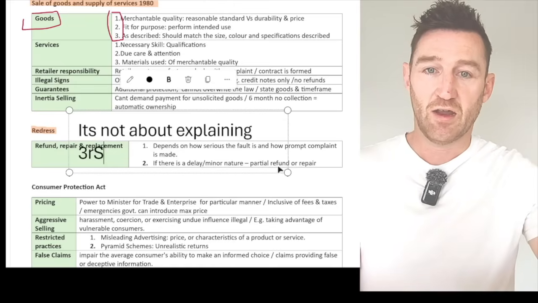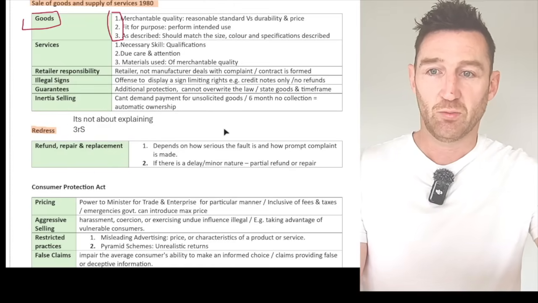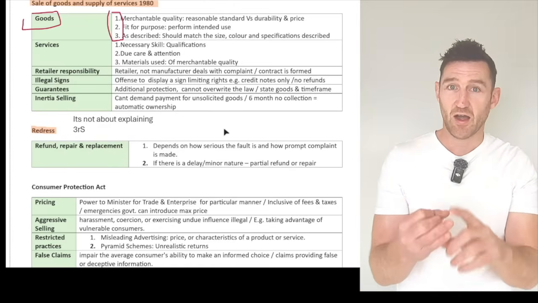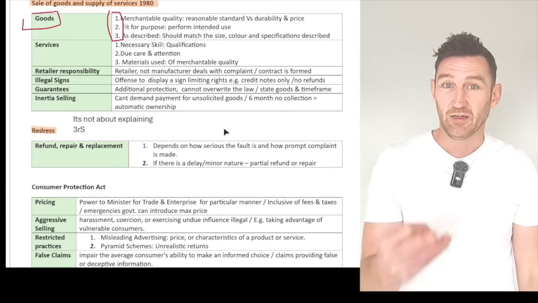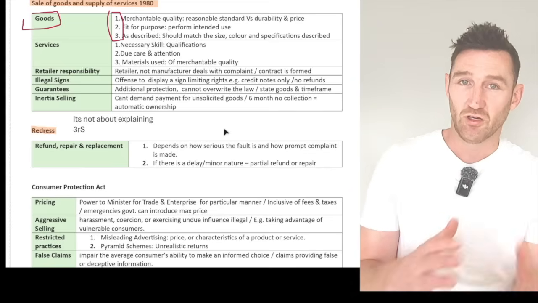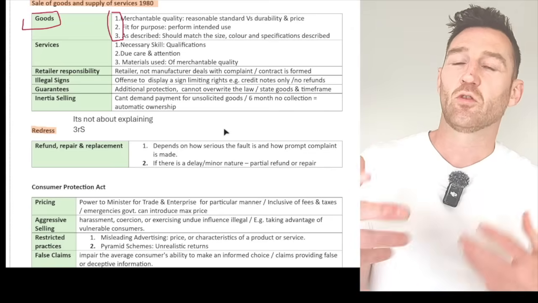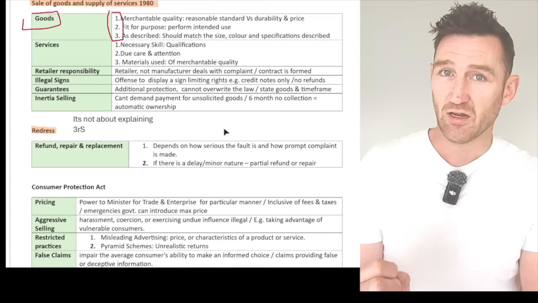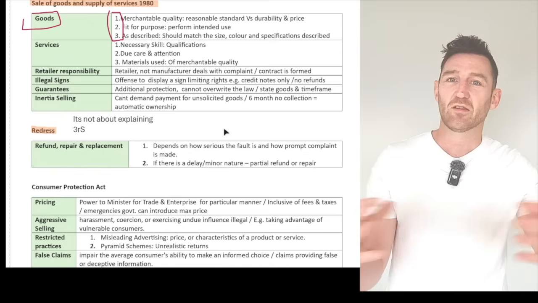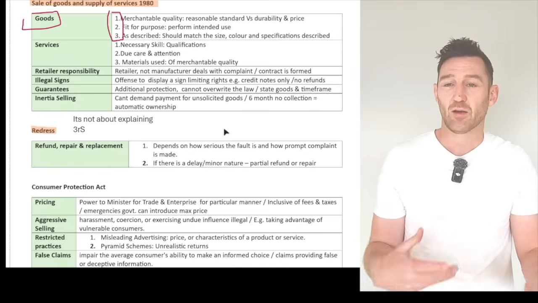If you're explaining redress, the examiner doesn't want you to explain what a refund, a repair and a replacement are. That's not really the idea. The idea is that you want to show the examiner that you understand how the course of redress you're entitled to depends on how quickly you complain and how serious the fault is. So your rights diminish over time, right? And that's kind of what the examiner wants to see.